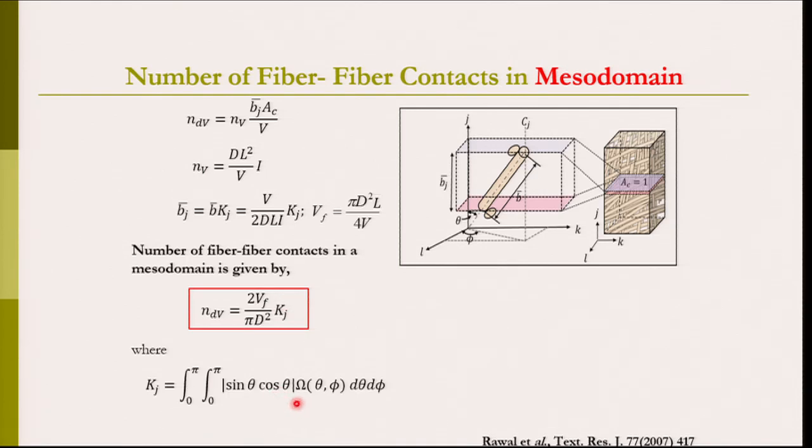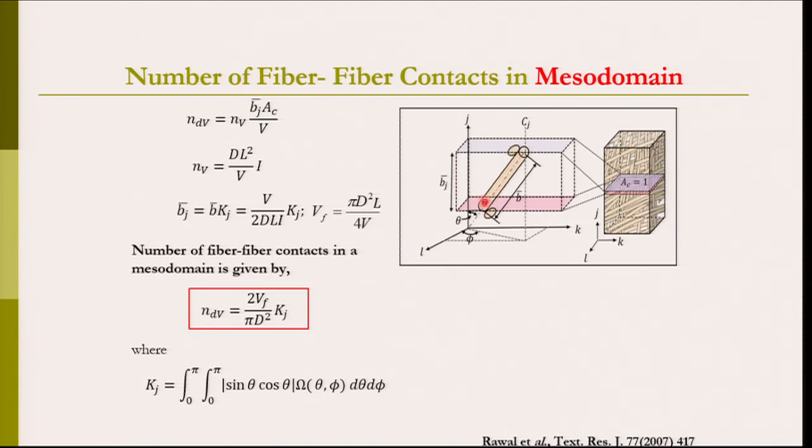So, if you remember, omega theta phi sin theta d theta d phi is the element or is the relative frequency of particular fiber which is projected on a particular direction, which is cos theta. So, if you take the projection of this fiber element on this direction, it would be cos of theta.